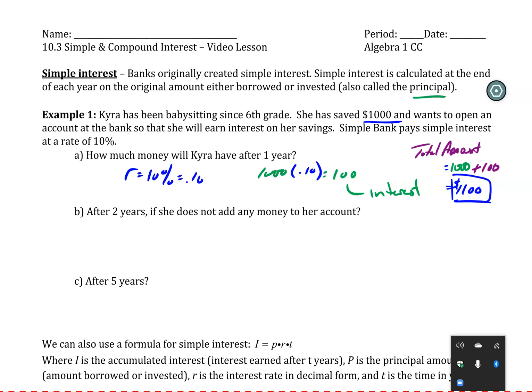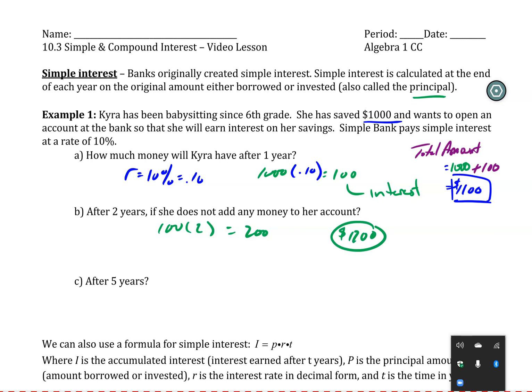If you do that after 2 years, if she does not add any more money to the account, so we're assuming she just put the $1,000 in and that was it, she's going to earn another $100 for the following year. So you can simply say the $100 times 2. Now after 2 years, she would have earned $200. So she'd have $1,100, and then the additional 100 to that, which would give you a grand total of $1,200.